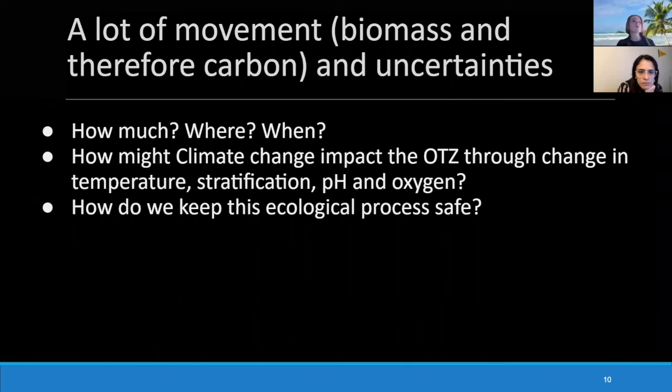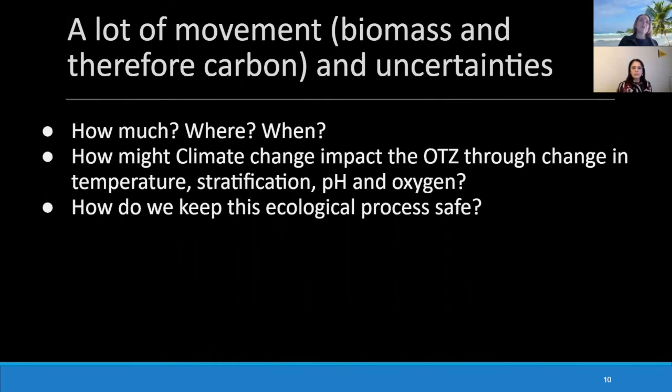But there's a lot of movement, and there's a lot of uncertainties. We don't know how much carbon is being sequestered in which particular places because it's not uniform everywhere. We also don't know if this changes seasonally or which species are involved in which kinds of movements. We're also unsure about how climate change could impact it. We would think that it should, because climate change can affect temperatures. It can affect the way the water stratifies in the oceans. Also the pH, the oxygen levels. This affects how these animals can perform, because that's how it is for marine organisms.